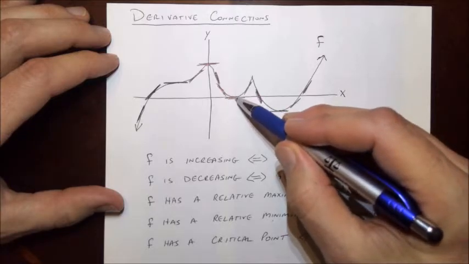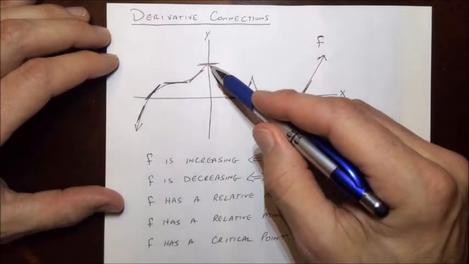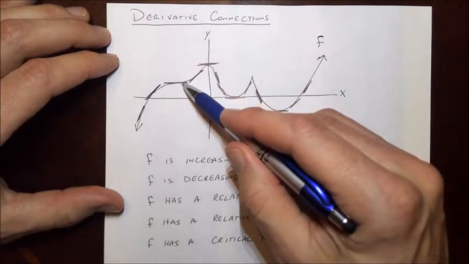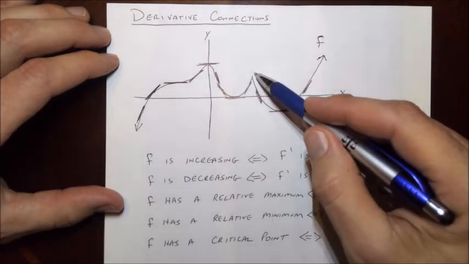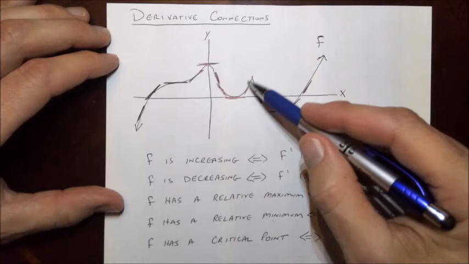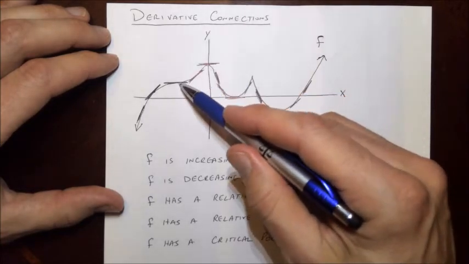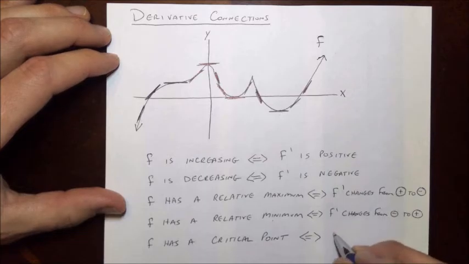Sometimes the zero slope produces a min. Sometimes it produces a max. Sometimes it produces neither. At the same time, we can also have a max where there is no slope. All of these points right here are known as critical points. Critical points are where the derivative equals 0 or does not exist.